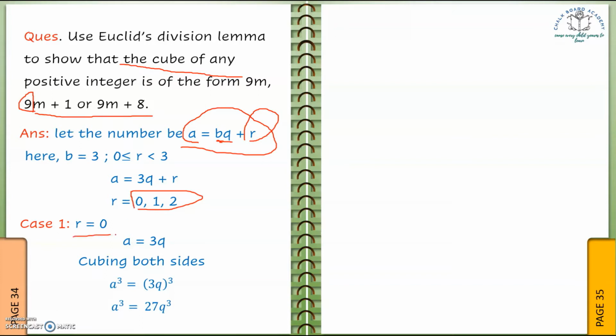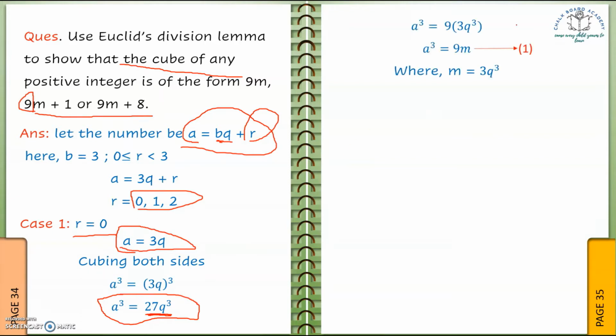First case, where r is equal to 0, then a is equal to 3q. After cubing we will get a cube is equal to 27q cube. Now from 27 we can take 9 common, and we will be left with 3q cube in the bracket. So a cube is equal to 9 times 3q cube, that is a cube is equal to 9m, where m is equal to 3q cube.